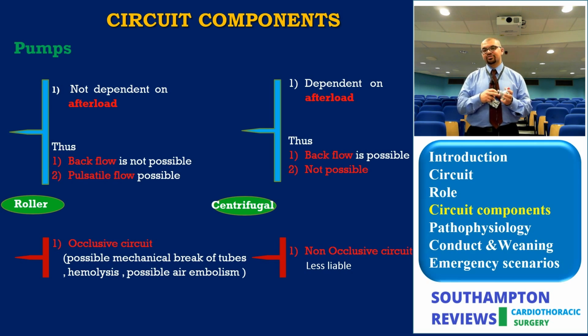The problem is the centrifugal pump is dependent on the afterload, which puts it at risk of backflow. So if the pressure gradient across it changes, this might cause backflow, and also it's not possible to perform pulsatile flow. The roller pump can imitate pulsatile flow, and it's not dependent on the afterload. As we said, the roller pump is an occlusive circuit, so it creates more hemolysis, whereas the centrifugal pump does not.